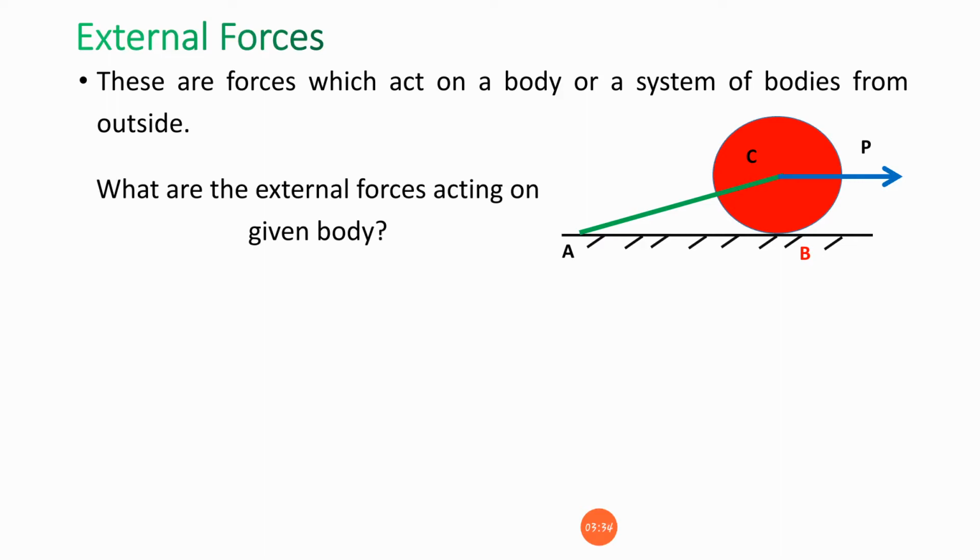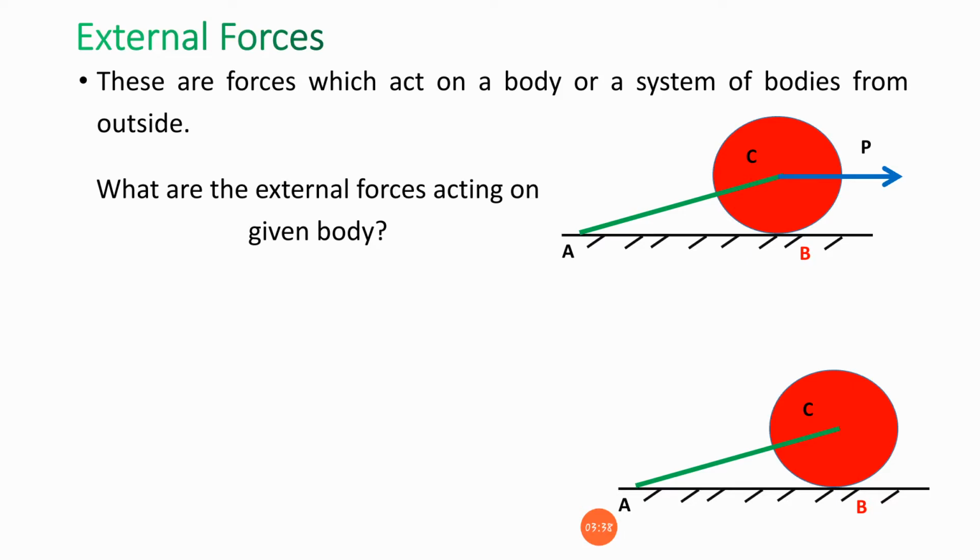So what are the external forces acting on the given body? The same diagram I am representing here, where A is the point where the string is fixed. Then I apply the force in the direction of P. Here AC and the sphere are considered as a single unit. That is called a system of bodies. If I consider only the sphere, that is one body, and the string is another body. But these two combined, we can say, are the system of bodies.